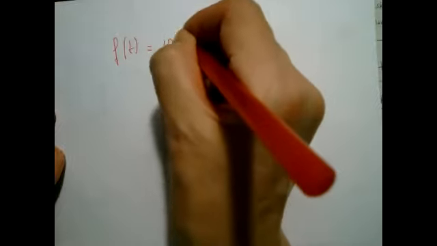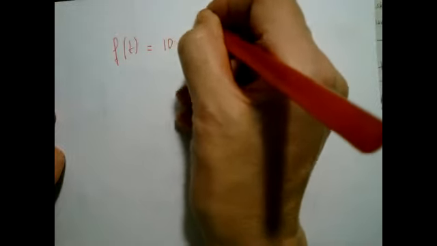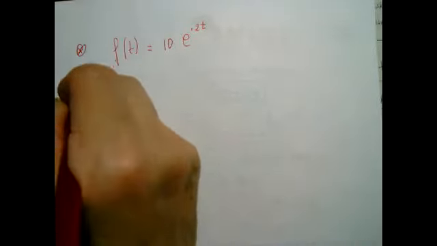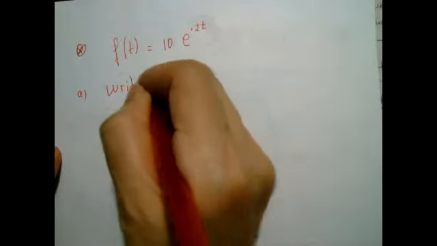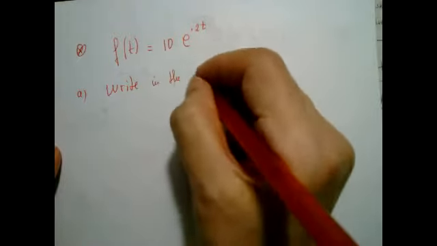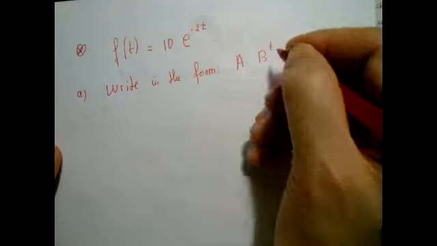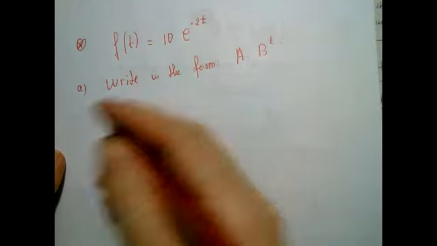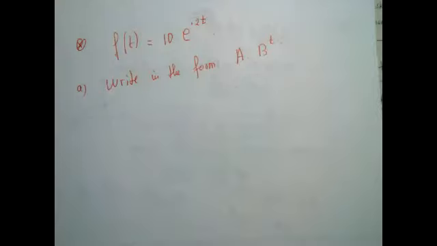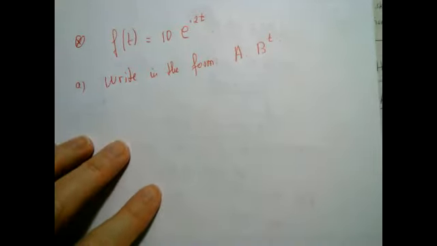Example number 3, again, suppose f of t equal, I'll go back and forth between both formats. F of t equal, let us say 10 e to the 0.2t. And the question is, question number A, write in the form a b to the t. That's the first question. And then once we do that, I want to ask you several different questions just to make sure you understand the terminology.